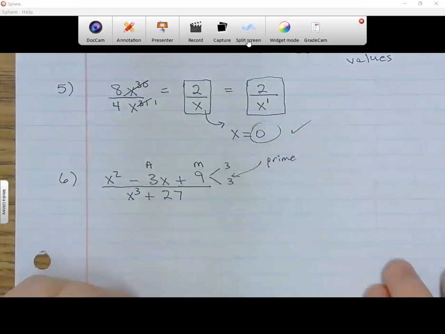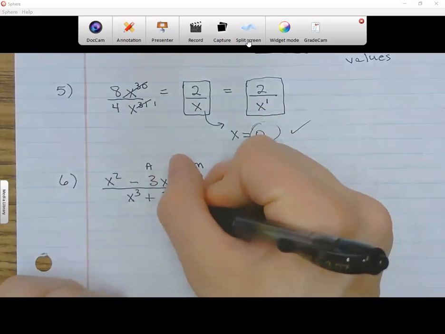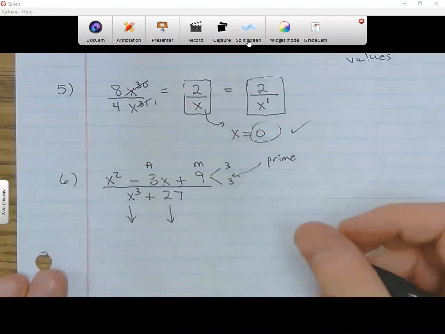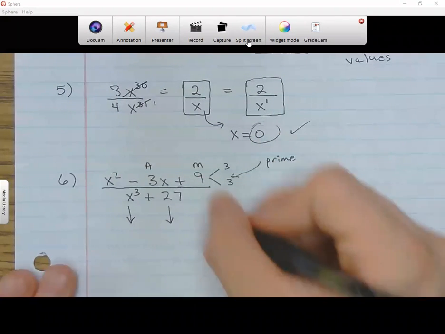But can we factor the bottom? Let's try that instead. These are cubes, so I need to start finding cube roots.